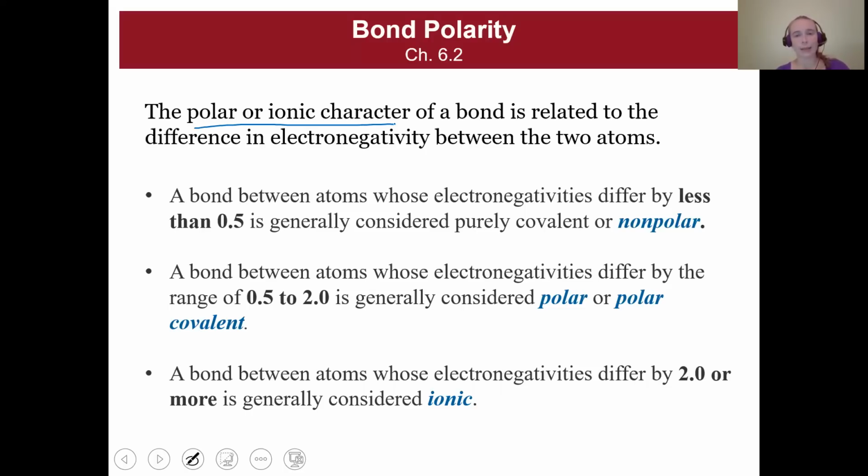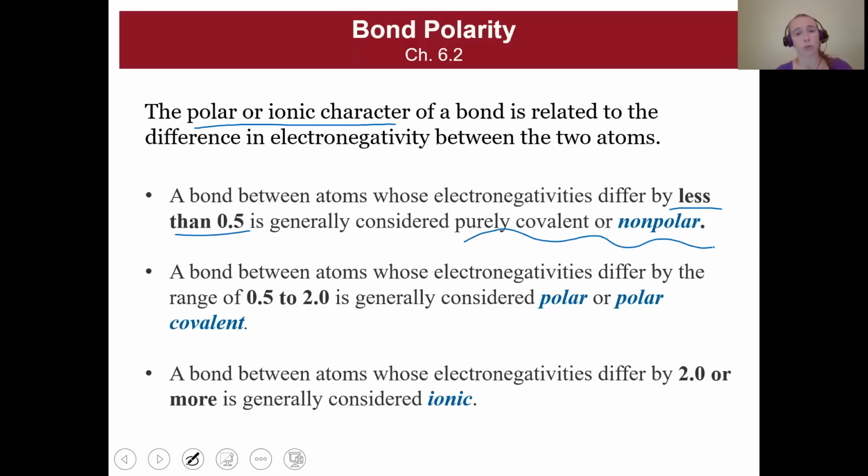So the more uneven the distribution of electron density, the more polar or even ionic the bond is. So a bond between atoms whose electronegativities differ by less than 0.5. So if we look at the electronegativities and we subtract them and we get a number less than 0.5, we generally consider that a purely covalent or nonpolar bond.